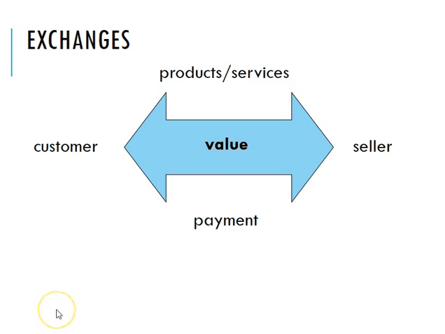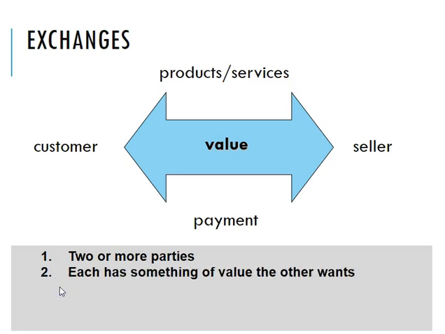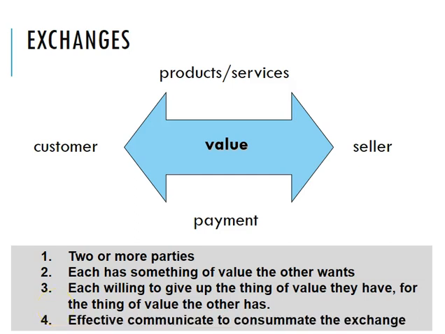So for a marketing exchange to exist, you need four things: two or more parties, each has something of value the other one wants, each is willing to give up the thing of value they have for the thing of value the other has, and finally, effective communication to consummate the exchange. So communication can be face-to-face, it can be in writing, it can be auditory on a phone, it can be virtual.